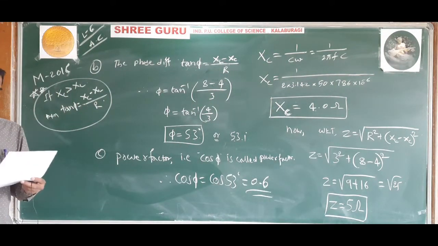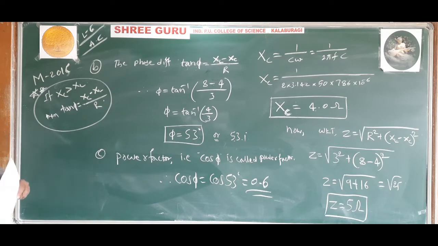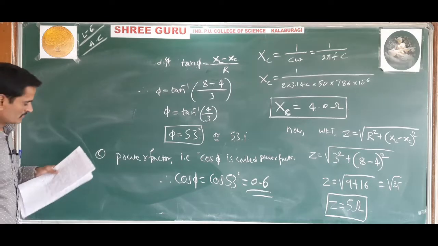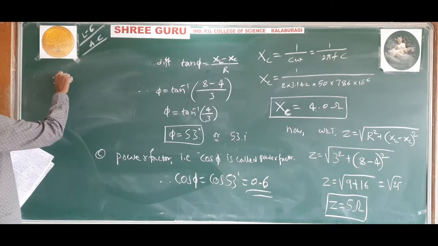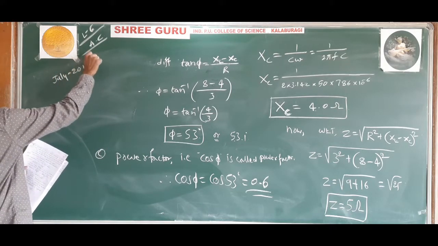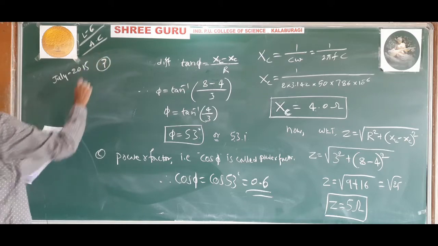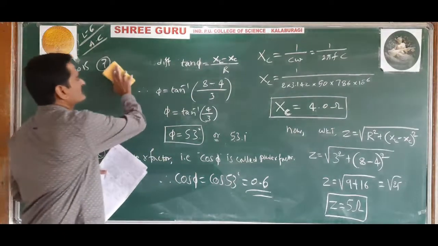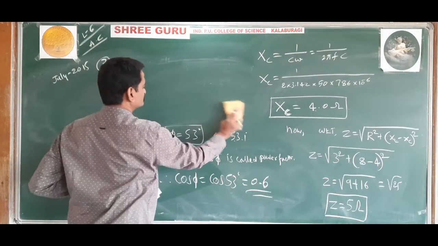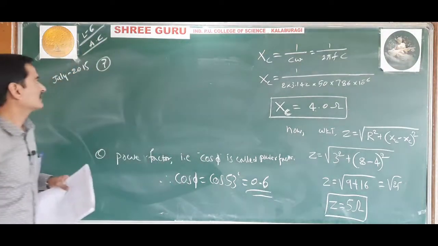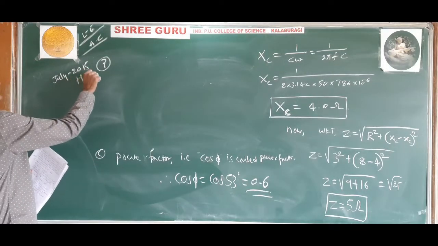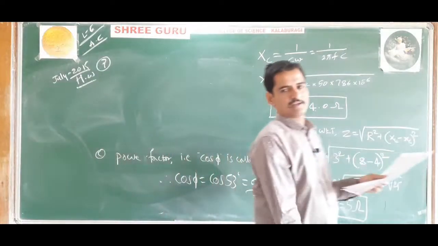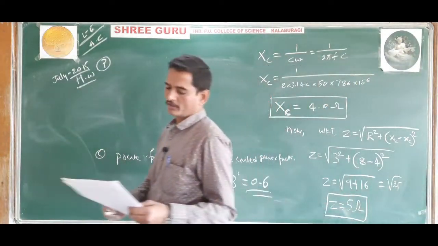Next question, asked in July 2015. Question number 7: a resistor of 100 ohm. Let us say take this as homework. Let's see how many of you do it. Take it as homework or take it as a challenge. Try to solve this homework.